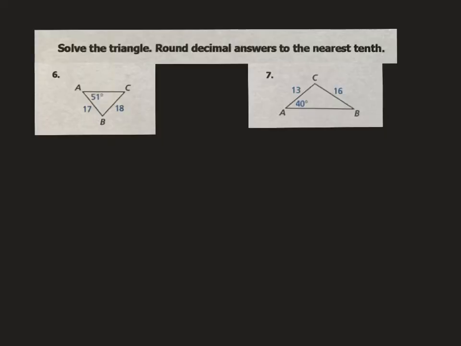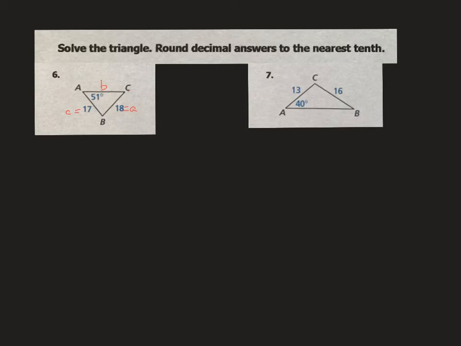Okay, so we're just going to solve the triangle. It's the same thing as in the last section: you're just solving for anything that we don't have. So we don't have angles B and C, and we also don't have side B in number 6. What we know is that angle A is 51 degrees, side A is 18, and side C is 17. So if you're given one angle, you want to solve for an angle first.